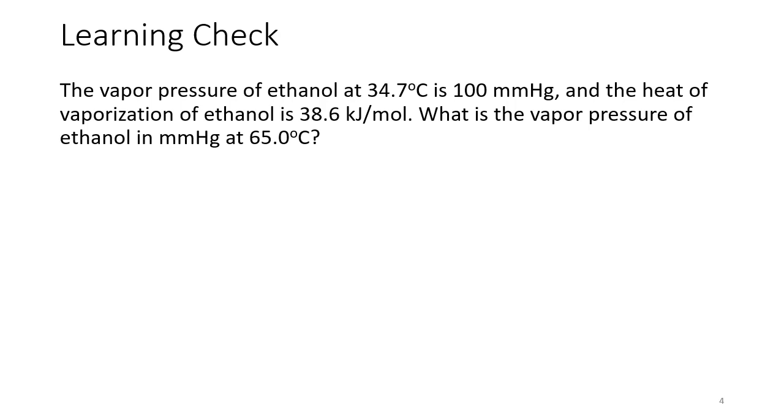The vapor pressure of ethanol at 34.7 degrees C is 100 millimeters of mercury, and the heat of vaporization of ethanol is 38.6 kilojoules per mole. What is the vapor pressure of ethanol in millimeters of mercury at 65 degrees Celsius?